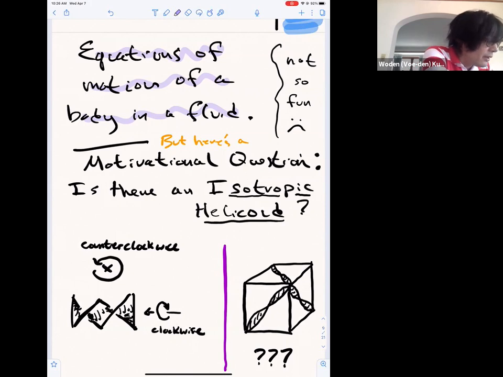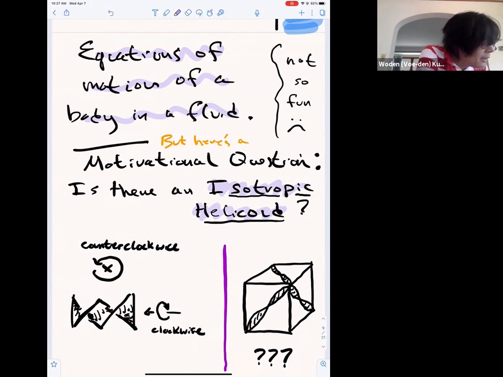But there's a fun background motivational question, which is about the existence of an isotropic helicoid. This would be a weird edge case that would fit in with our questions about measures, and also fit in with hydrodynamics. So what is an isotropic helicoid? I'll illustrate by giving a non-example, which goes back to our question about left and right-handedness.